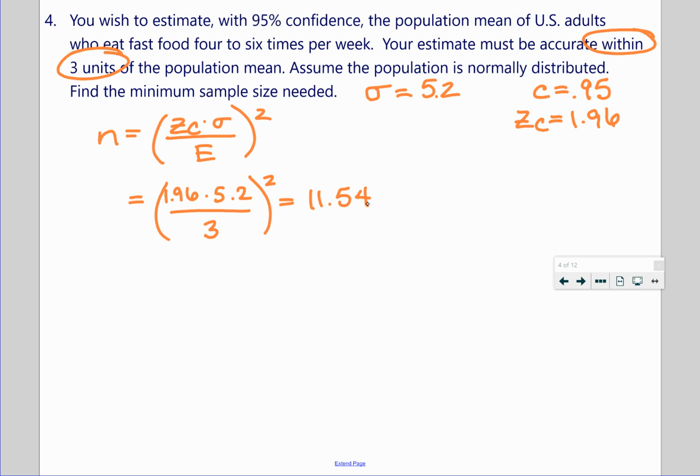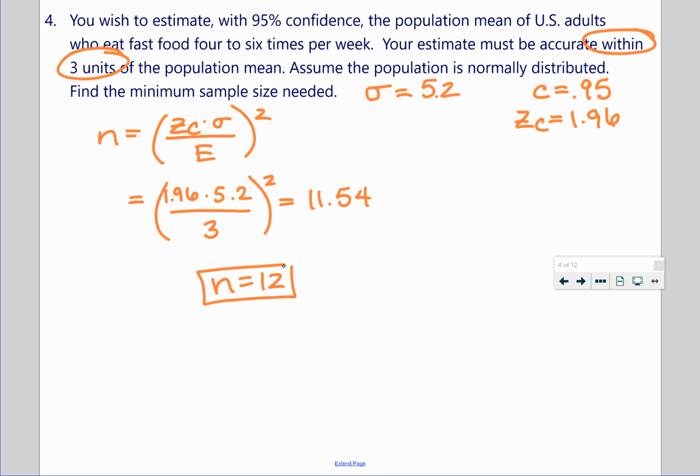I can't sample 11.54 people. So whatever number you get, even if it was like 11.001, you're going to round it up to the next integer, because if I round down, it's not enough. So n is 12 is going to be your final answer on that one.